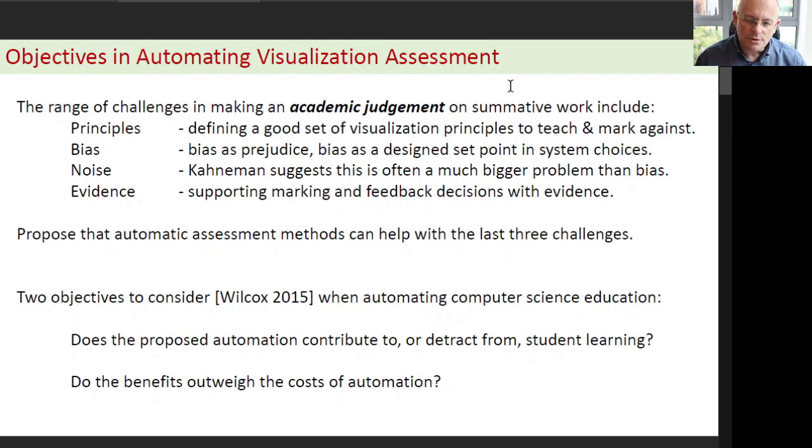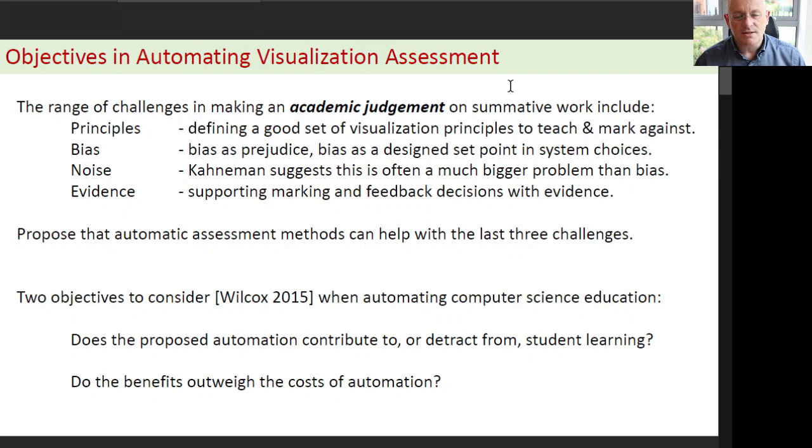When it comes to automating assessment, so summative assessment, there are a range of challenges in making an academic judgment on summative work. In visualization, we need to define a set of principles that we want to teach and mark against. That's not as easy as you'd think because there's not a well-founded piece of theory that goes back hundreds of years in visualization. It's a relatively new field, but we have an idea in the marking schemes we give out for that. We need to consider bias as a prejudice.